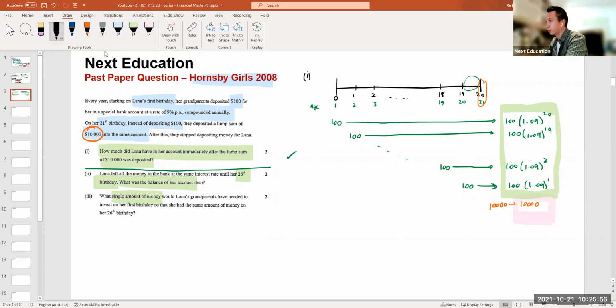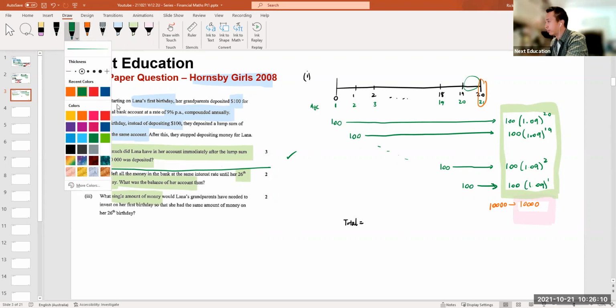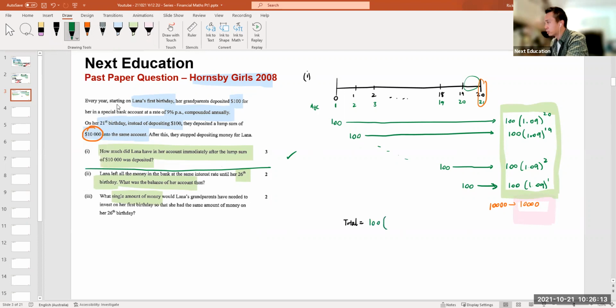So to do this question, we go total equals. We're going to do the green first, where, maybe I will use green just to really hammer home the color reference, 100 times 1.09 to the power of 1, plus 100 times 1.09 to the power of 2, and so on, here it is, plus 100 times 1.09 to the power of 19, plus 100 times 1.09 to the power of 20.